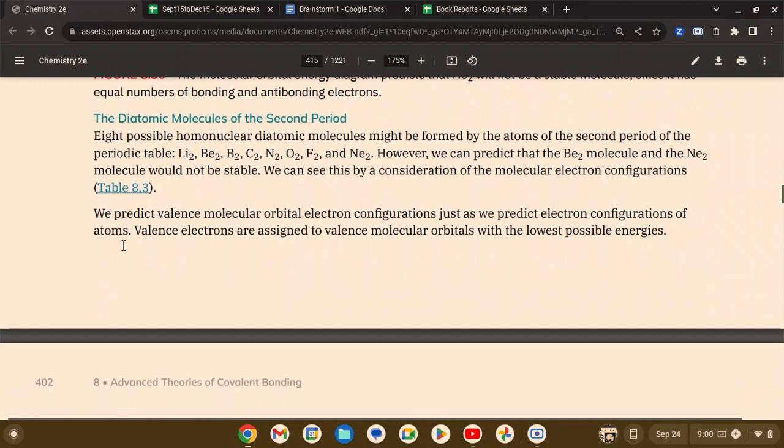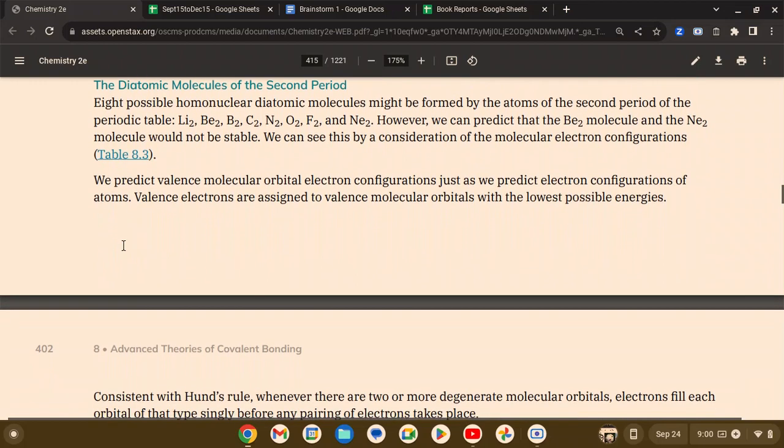The diatomic molecules of the second period. 8 possible homonuclear diatomic molecules might be formed by the atoms of the second period of the periodic table. However, we can predict that the beryllium 2 molecule and the neon 2 molecule would not be stable. We can see this by a consideration of the molecular electron configurations.